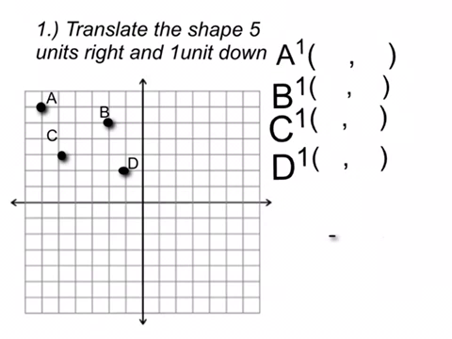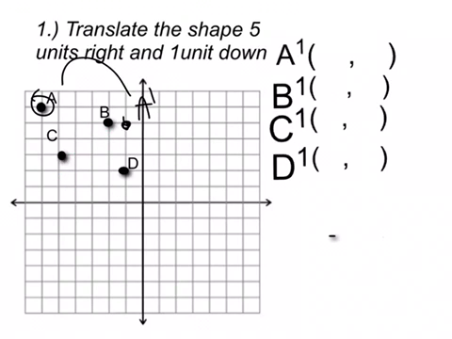So the first question says to translate the shape 5 units to the right and 1 unit down. First we're going to take point A and translate it over 5 units. So that's 1, 2, 3, 4, 5, and 1 down. That's going to end up right there. And then you're going to make it A prime, so you don't get it mixed up with the normal A. Next, we're going to do B, C, and D.